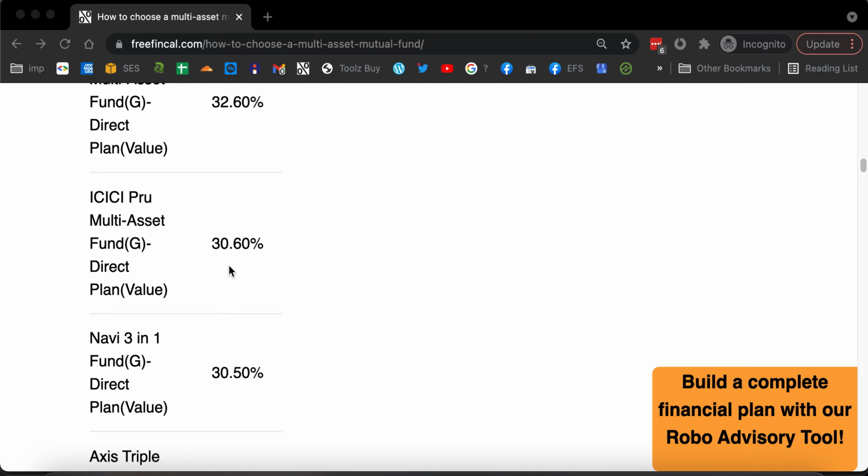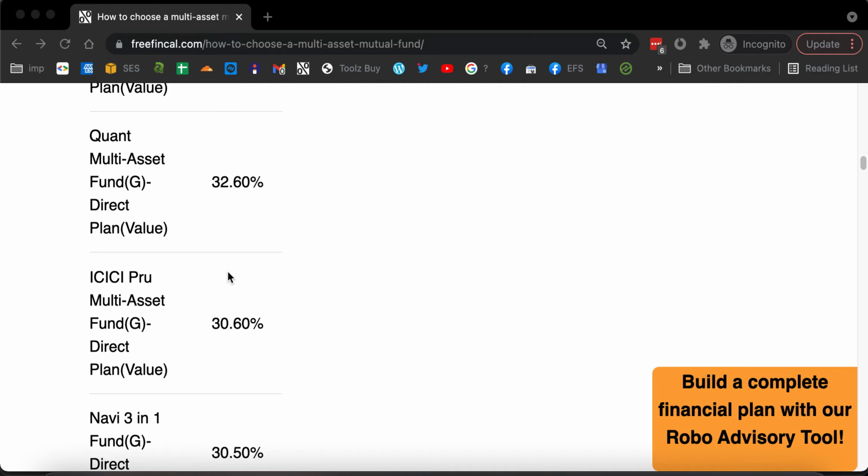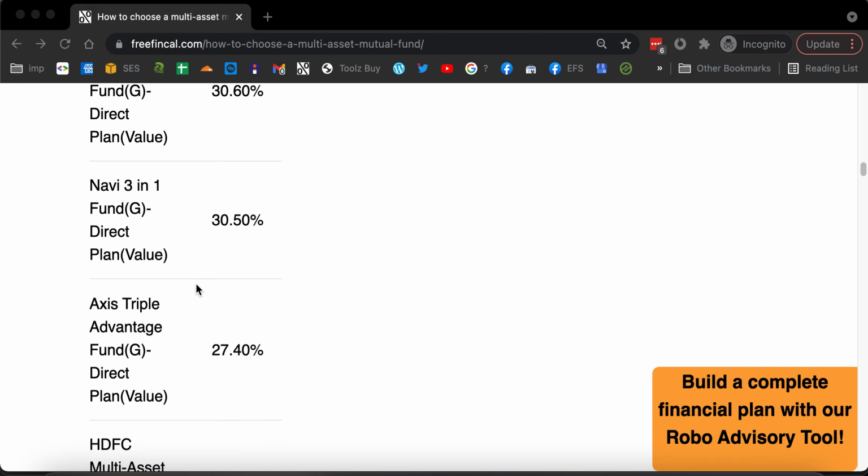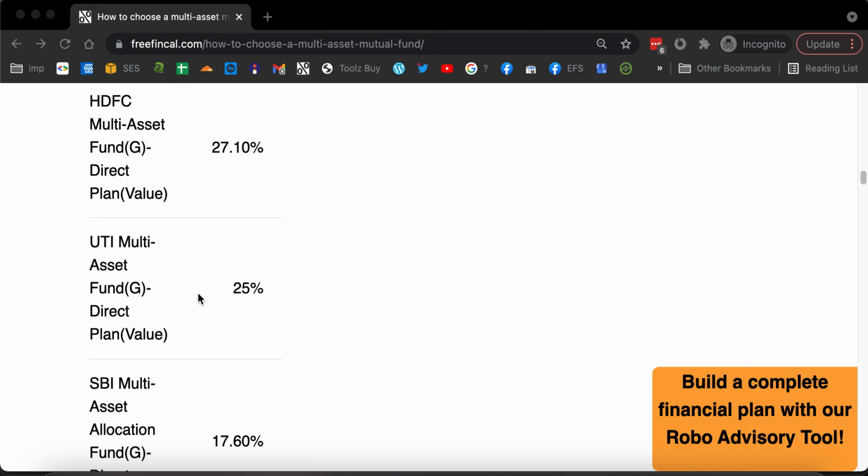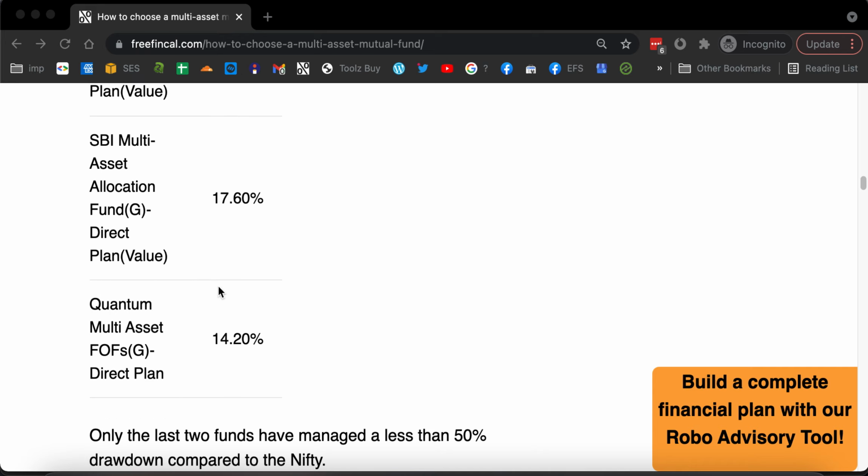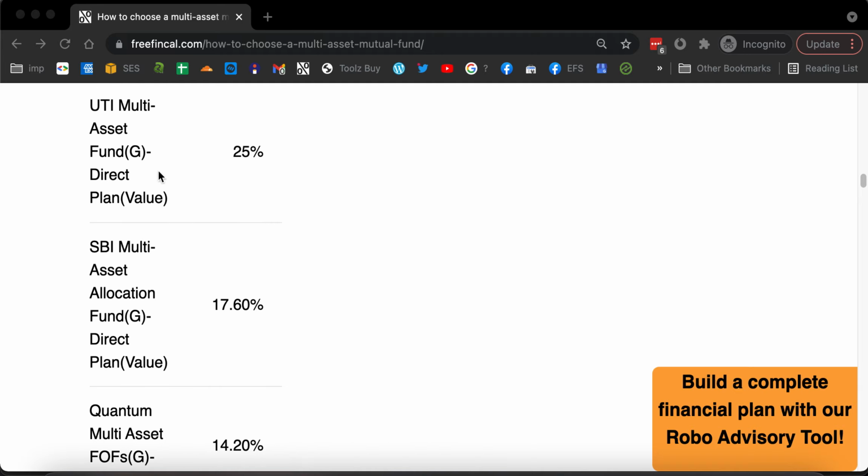Please remember, ICICI multi-asset was earlier known as ICICI Dynamic. I have been investing in this fund since it was a dynamic fund. So it's an equity oriented fund. In this category, you will find funds which are equity oriented like this, so they take on quite a significant amount of risk. Only funds like Quantum multi-asset, SBI multi-asset, and maybe UTI multi-asset to some extent have a significantly lower drawdown than the Nifty or the Sensex.